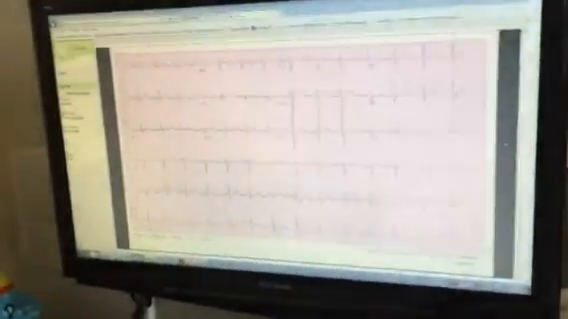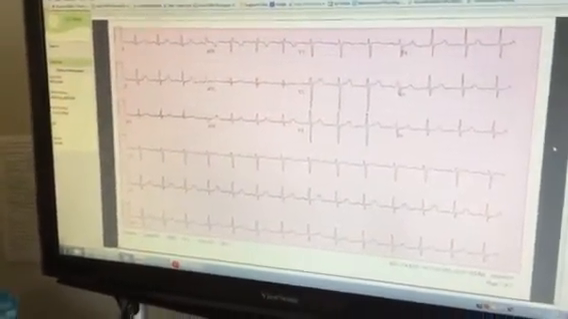I'm a physician assistant here at UCSD with the cardiology department, and we're going to look at some EKGs today. The first one we're going to look at is a normal EKG, and then we're going to go over an example of a heart failure patient.